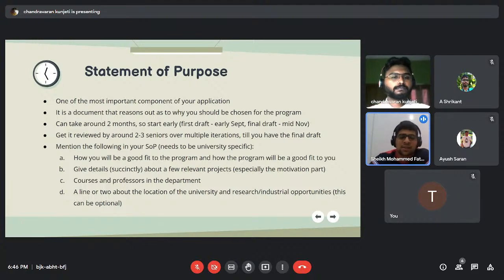And this was something that I came across, and it could be optional, which is to include a line or two about the location of the university and the research and industrial opportunities that that particular city offers. This could be optional, but it will only go to show how well you have researched that particular university and its vicinity. To the next slide.